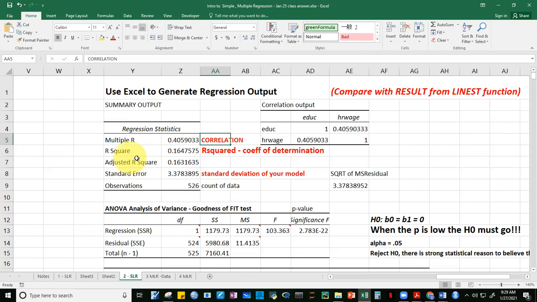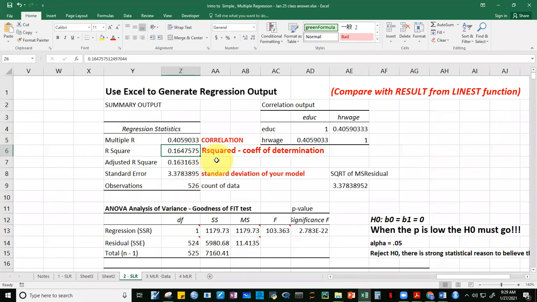Then R squared is the coefficient of determination. Sabi natin, 16.47% of the variation of your dependent variable can be explained by your independent variable, in this case, yung education. So 16.48% ng variability ni hourly wage can be explained by education.